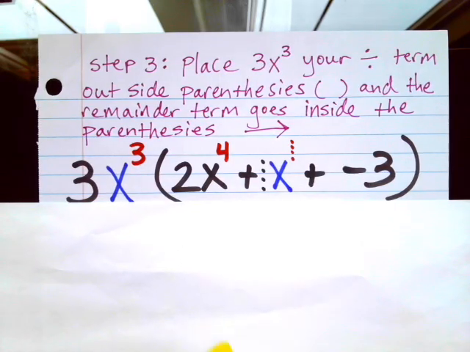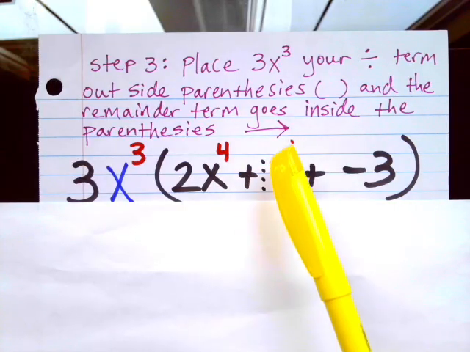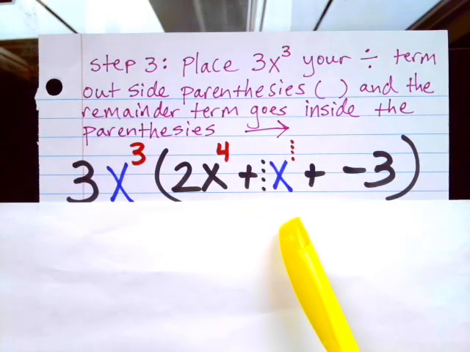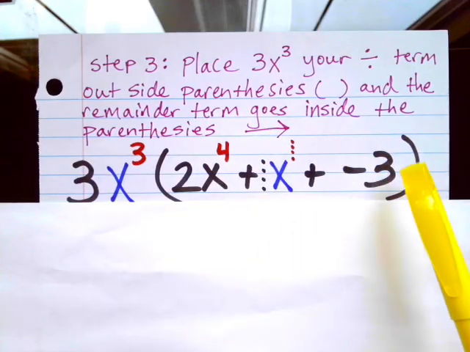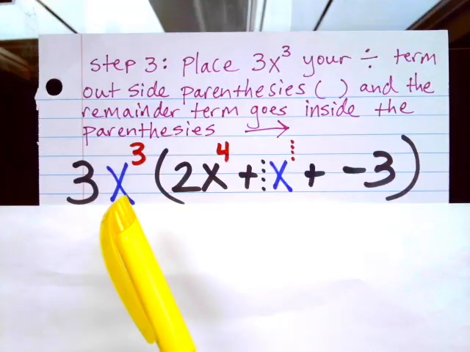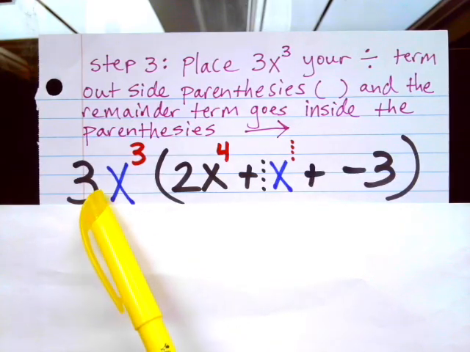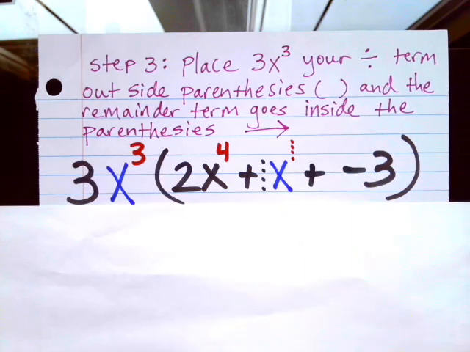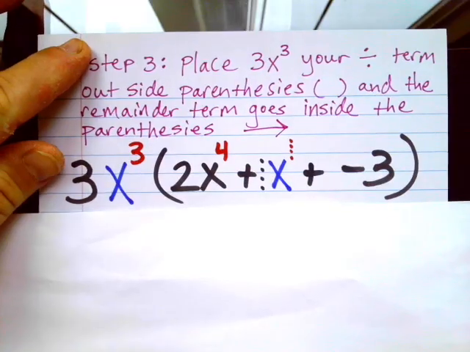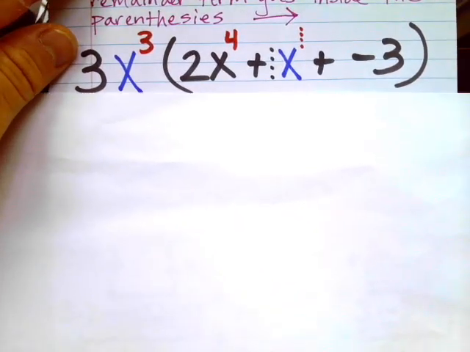So remember we had 2x to the fourth power plus x, that's an invisible 1 exponent, plus that negative 3. That was the remainder after we divided and simplified, and we used 3x cubed to divide each of those terms. So now we're going to check our answer by distributing, multiplying 3x cubed times each of these terms. And if we end up with that same expression that we started with, then you know you factored correctly.